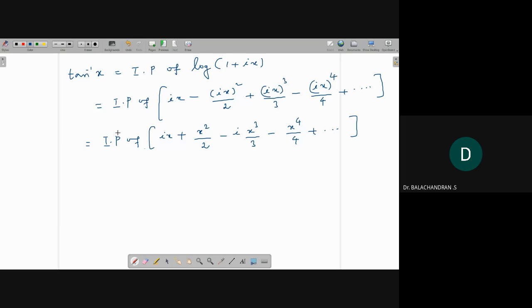I need only the imaginary part. So tan inverse of x is equal to x minus x cube divided by 3. What is the next term? x power 5, minus or plus? Plus, sir. Yes, plus, correct. I don't write it here, but the next term is x power 5 by 5 minus and so on. So this is the result.